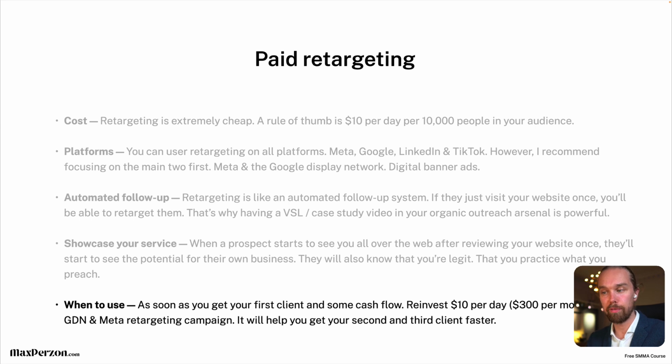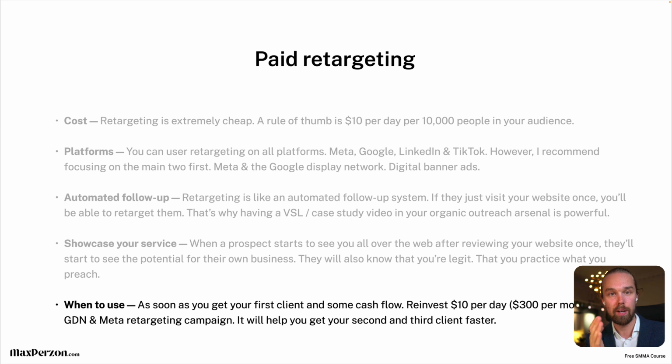Well, as soon as you get your first client and you get some cash flow into your business, start to reinvest like $10 per day or $300 per month into GDN, or Google Display Network, and Meta retargeting campaign. It will help you to get your second and third client a lot faster. So if you've set up your plan right now and most likely you've started a plan, you should have your first client now when you start to implement paid retargeting.